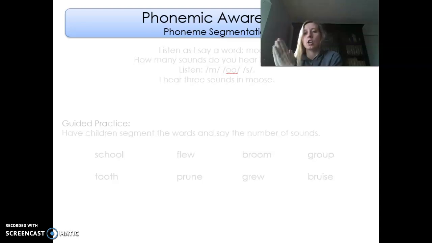Broom, b, r, oo, m, 4 sounds. Group, g, r, oo, p, 4 sounds. Tooth, t, oo, th, 3 sounds. Prune, p, r, oo, n, 4 sounds. Grew, g, r, oo, 3 sounds. Bruise, b, r, oo, z, 4 sounds.